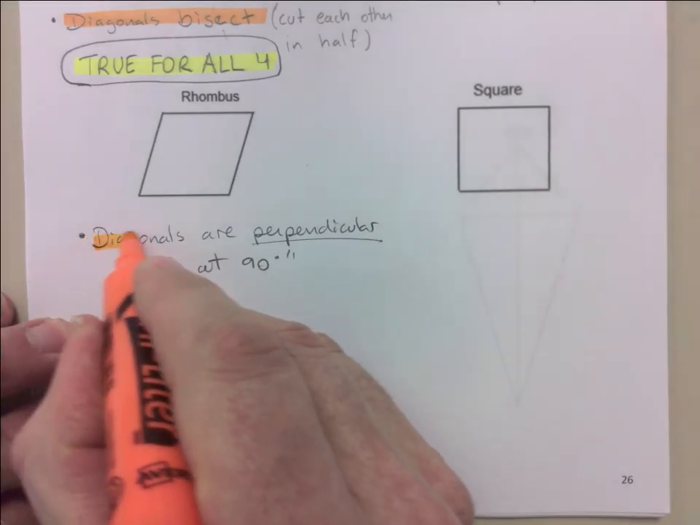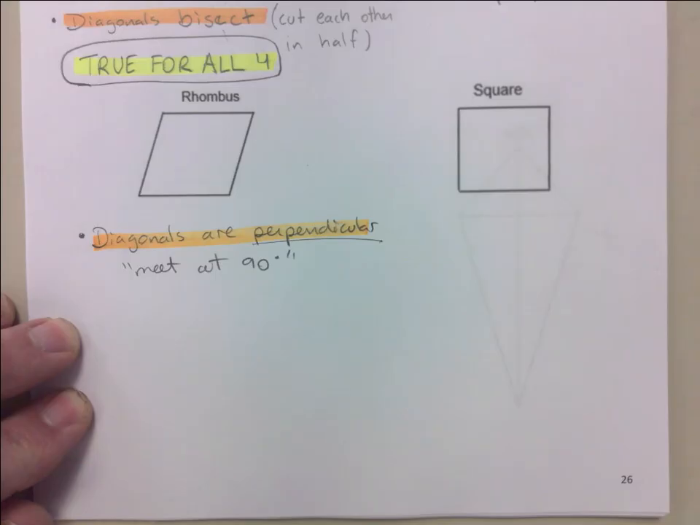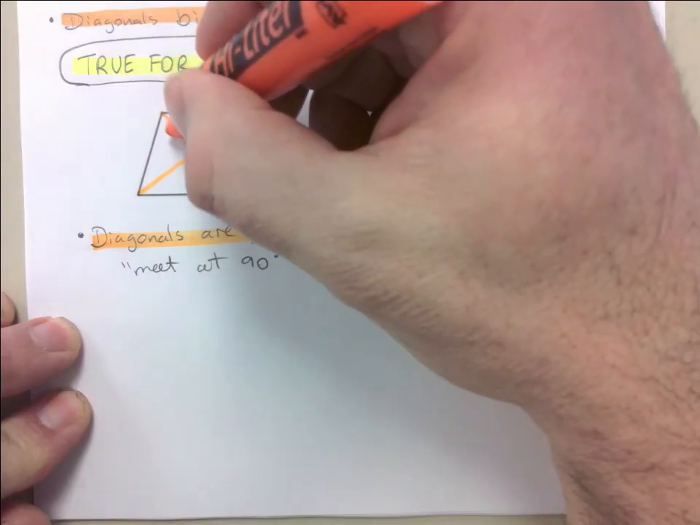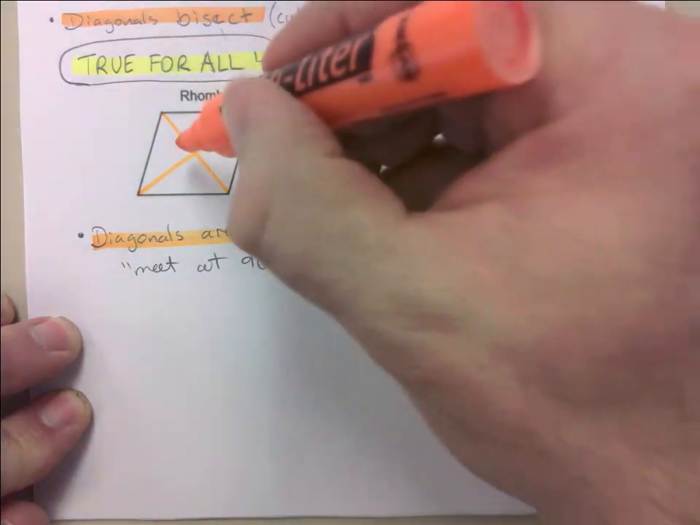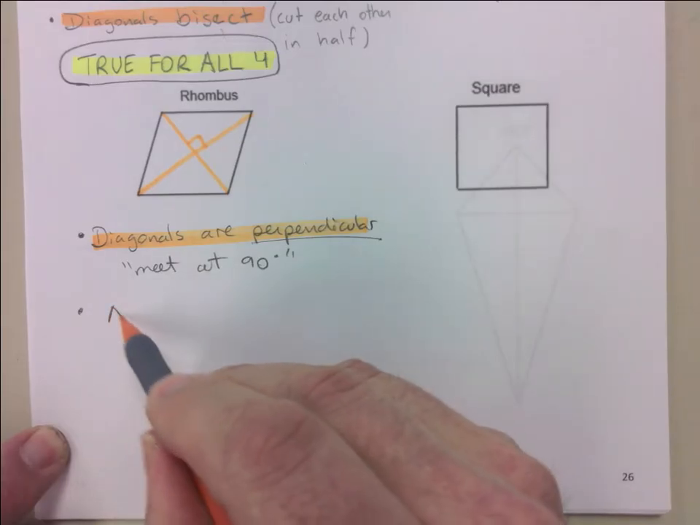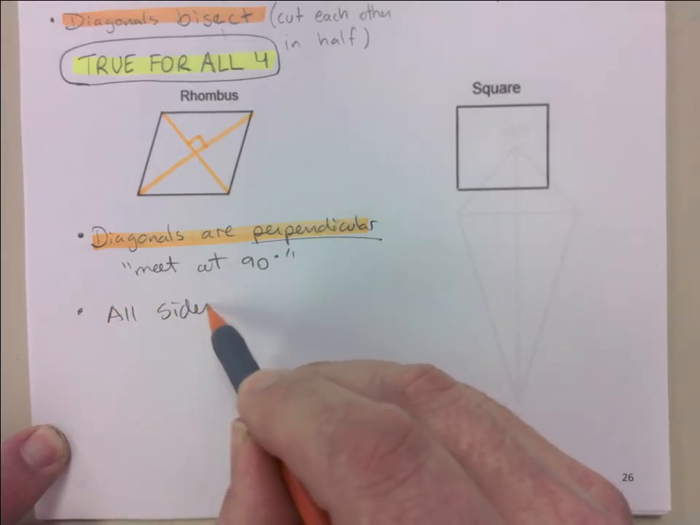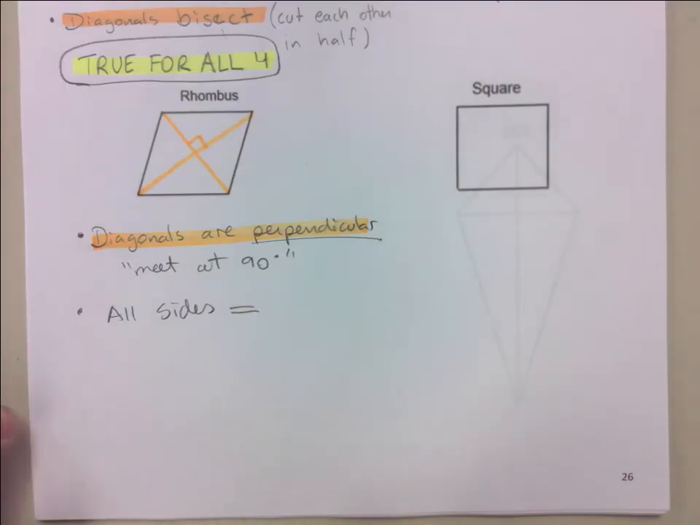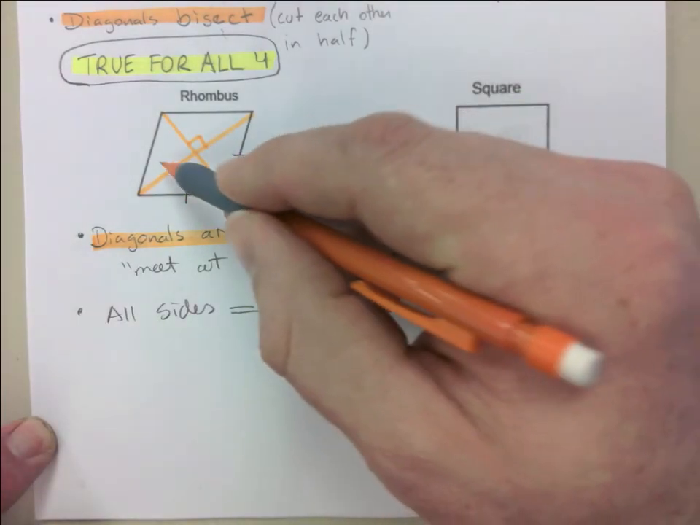So I'm going to give it the same color as I've been giving the diagonals, orange. And you cross them and then just make a 90 at the center there. Only the rhombus so far will have that property. And another thing is that all sides are equal. So you can go ahead and just make one of these.